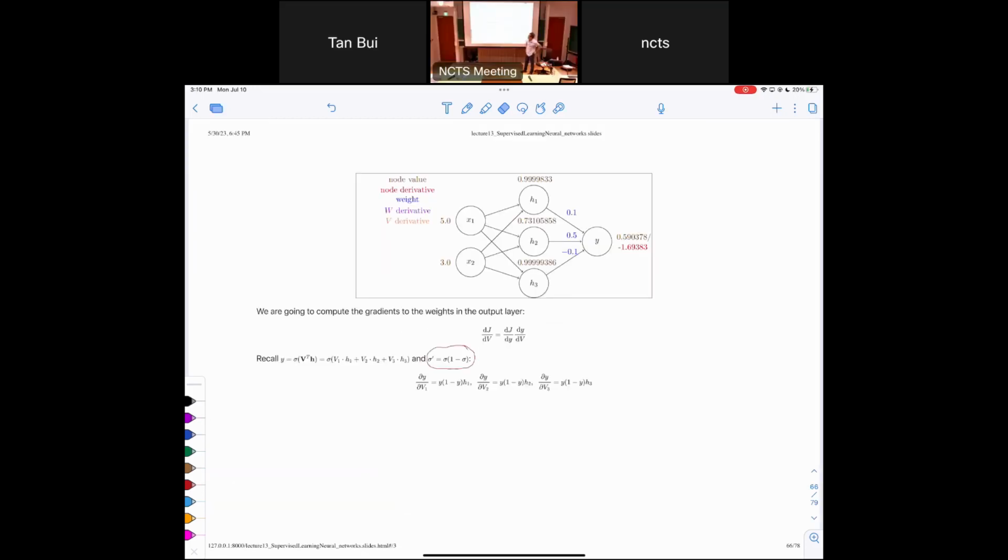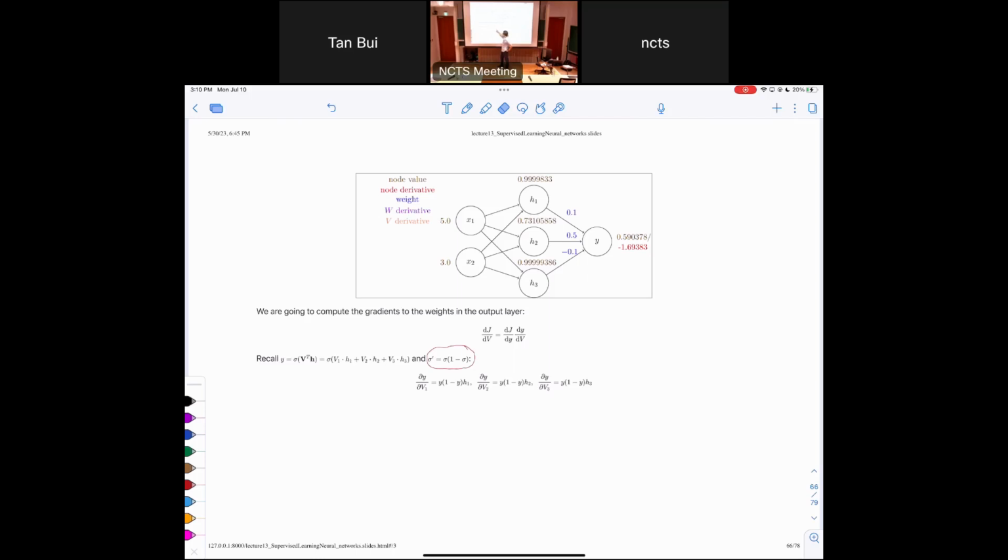Okay, so good. The derivative of the sigmoid function is itself times 1 minus sigma. A simple calculation shows that, easy to show. So dy with respect to dv1 is what? Remember that y is the sigmoid. So the derivative is sigmoid times 1 minus sigmoid.